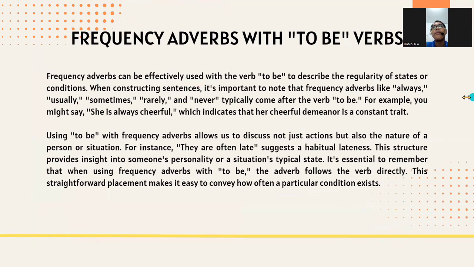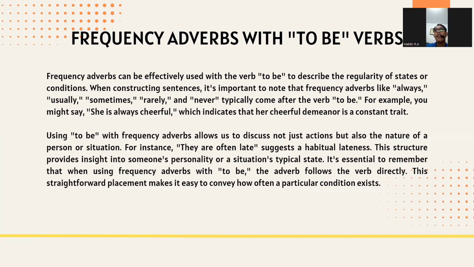Frequency adverbs with to be verbs. Frequency adverbs can be effectively used with the verb to be to describe the regularity of states or conditions. When constructing sentences, it's important to note that frequency adverbs like always, usually, sometimes, rarely, and never typically come after the verb to be. For example, you might say, she is always cheerful, which indicates that her cheerful demeanor is a constant trait. Using to be with frequency adverbs allows us to discuss not just actions, but also the nature of a person or situation.